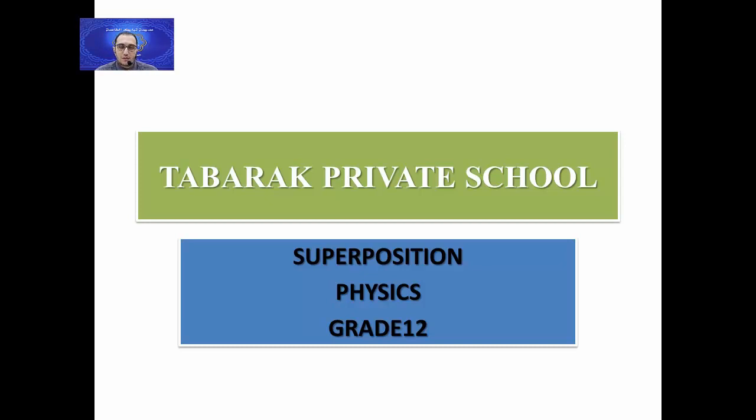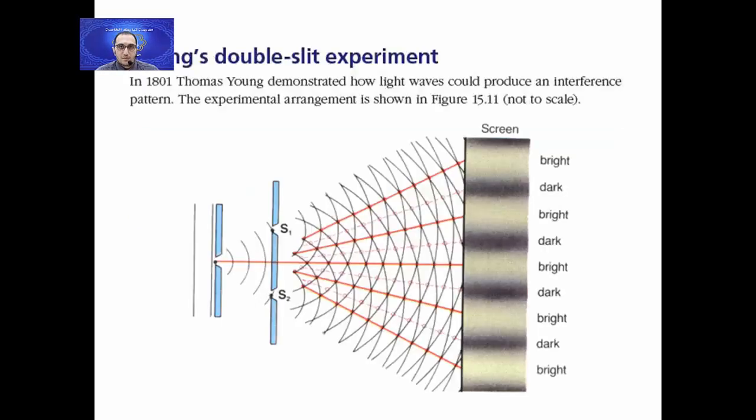Today we need to continue the superposition, the last part in this chapter. Today we need to continue Young's double slits. It's a very important experiment and we have to understand it very well. We have a famous scientist, his name is Thomas Young. Thomas Young demonstrated how light waves could produce an interference pattern.